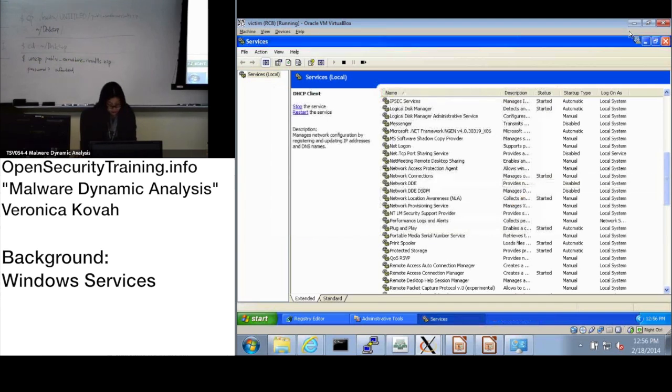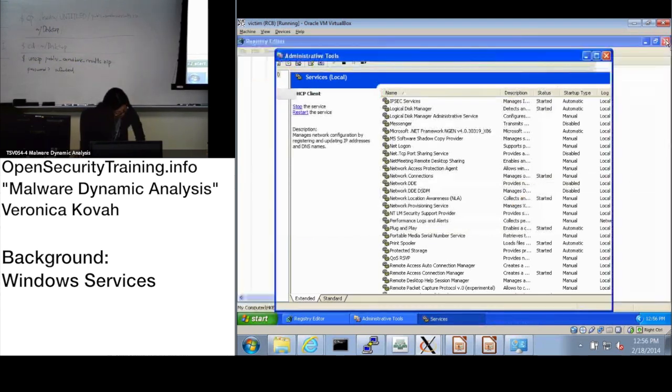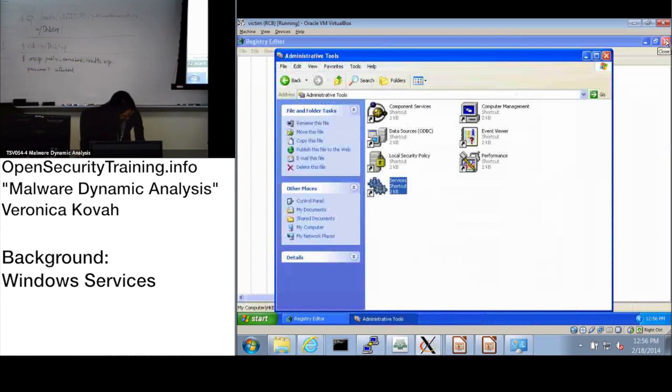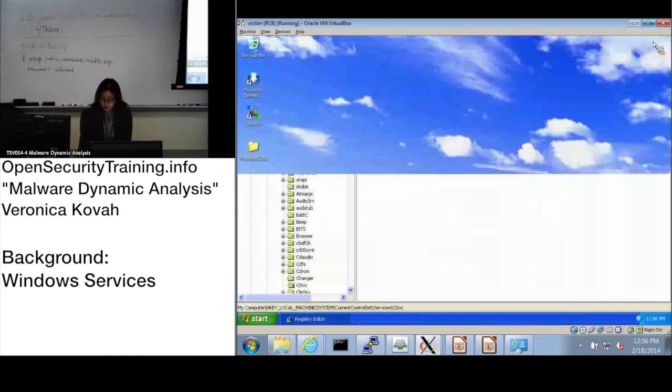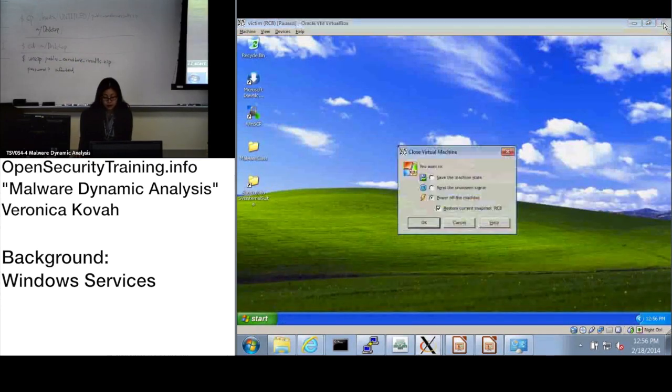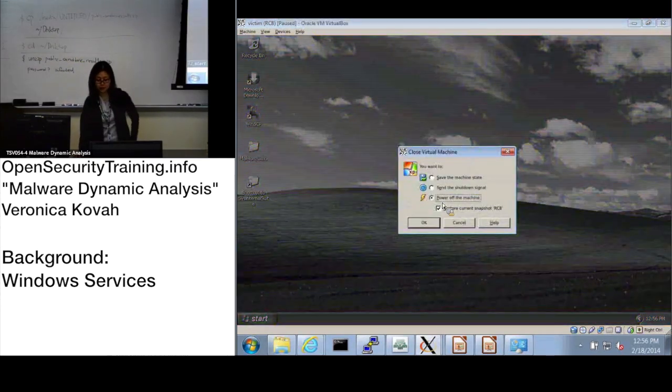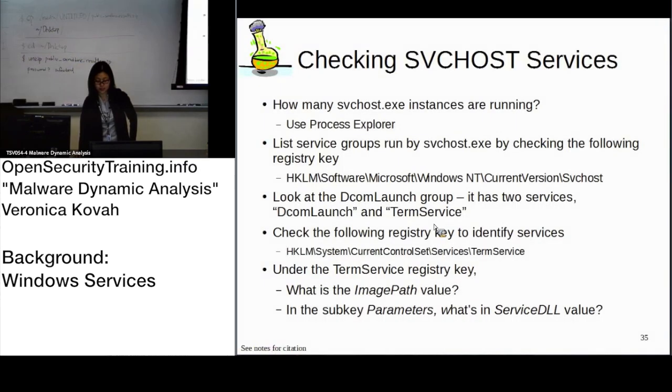Now I'm moving to slide 37. For that, let me check. I think we can close this VM. Let's just close it. The Windows XP VM asks to restore the kernel snapshot RC8, then say yes. Okay, so we can just close it.